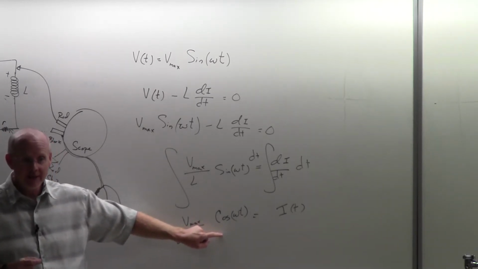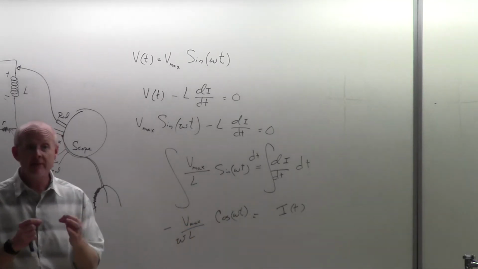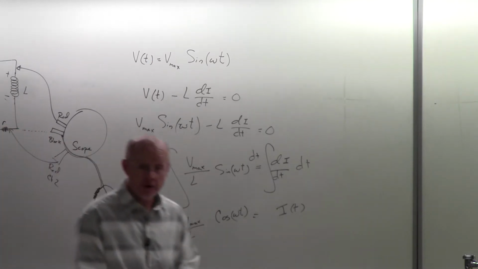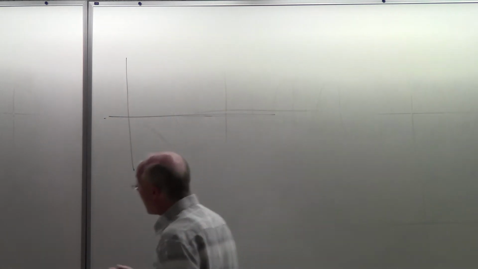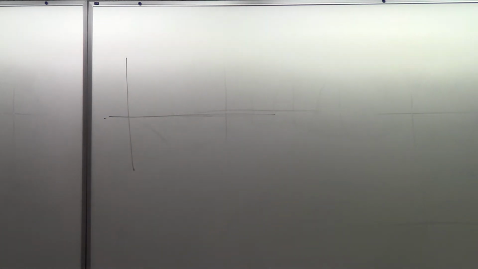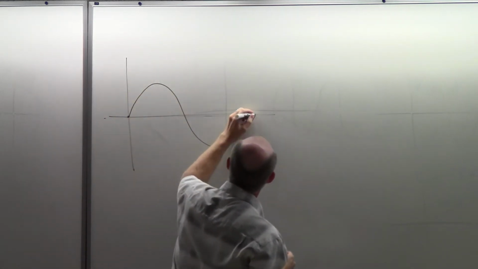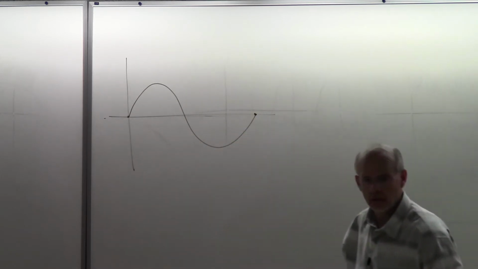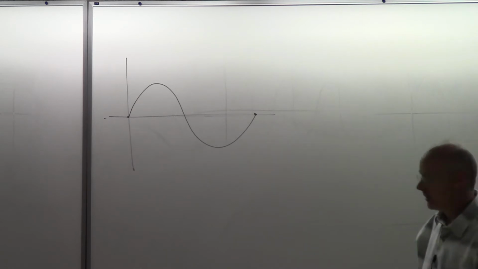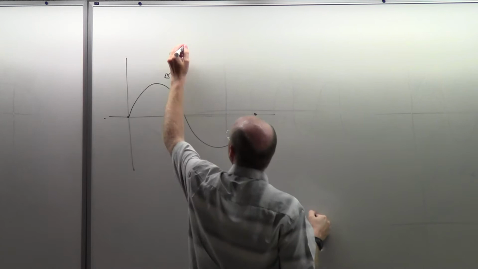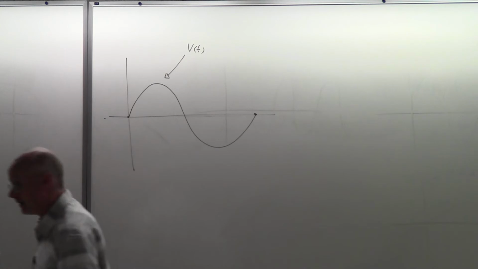The current does not peak at the same time as the voltage. Let's draw a graph here. If I were to draw the graph of the voltage, the sine function looks something like that. So maybe I should put voltage. What does the current look like?